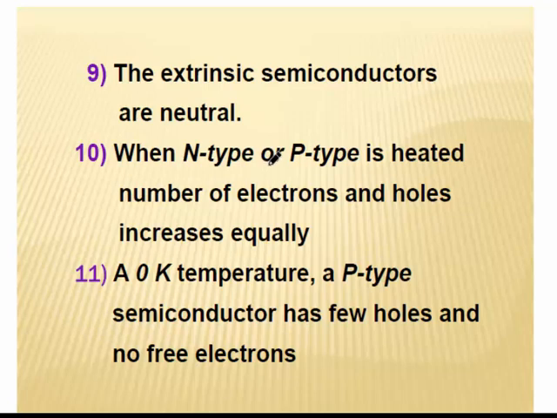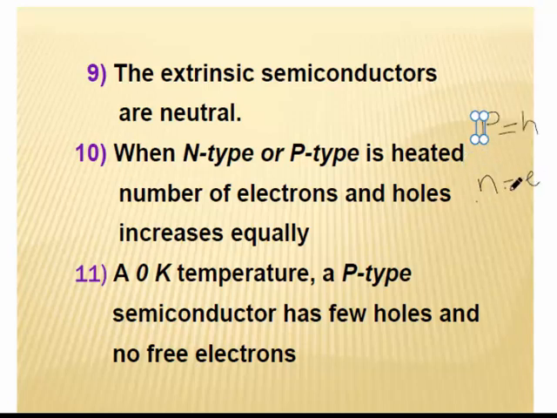Extrinsic semiconductors are neutral. Don't think that P type is positive type, N type is negative type. Not like that. P type means positive type semiconductor, it is not a positive terminal. N type means negative type, it is not a negative terminal. P type means only that holes are majority. Holes means positive.